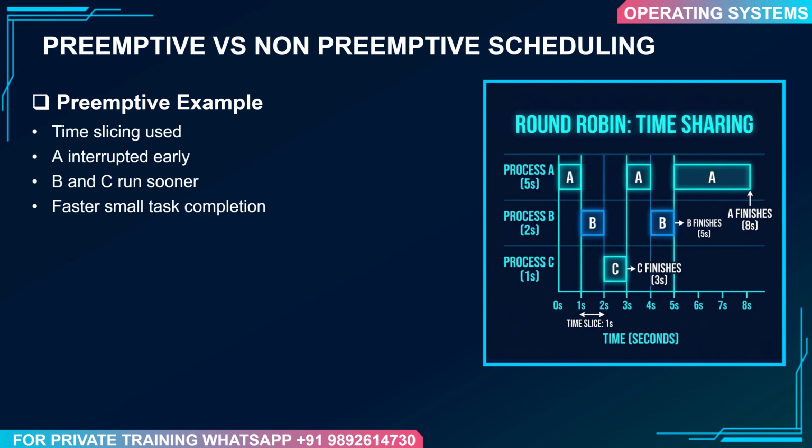Let's revisit the same processes. A takes 5 seconds, B takes 2 seconds, and C takes 1 second. Suppose A starts first. After a short time slice, say 1 second, the OS interrupts A and gives the CPU to B if needed. Then it may switch to C. So instead of waiting long, smaller processes get a chance quickly.